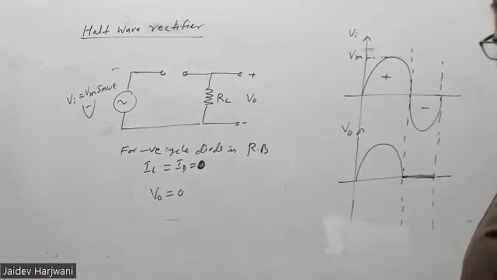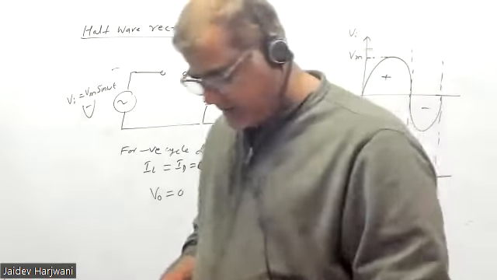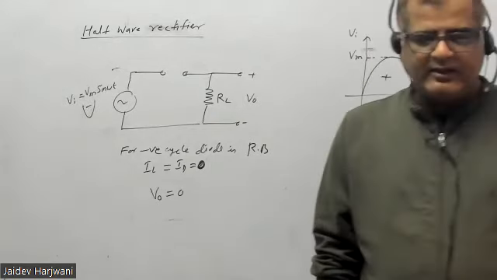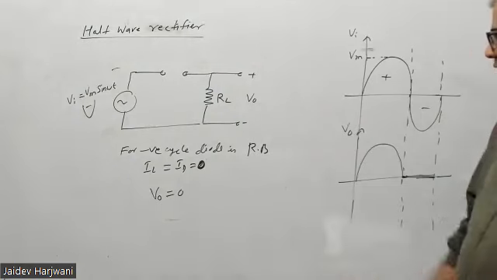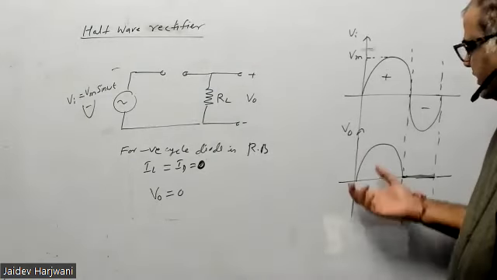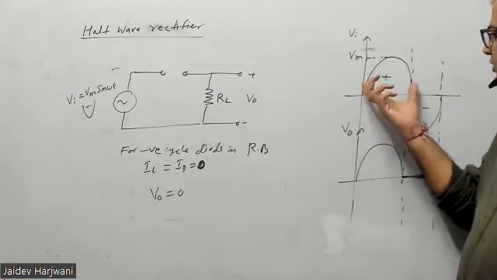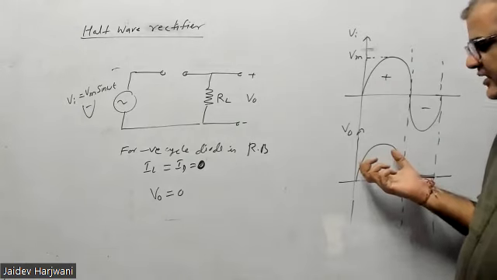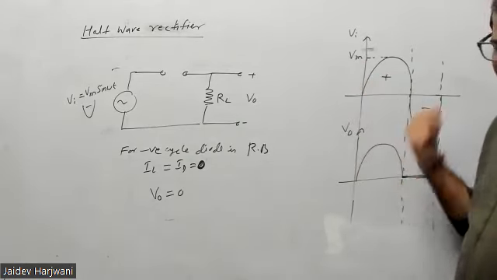Because the diode is unidirectional, it allows the current to flow only in one direction. In this circuit we take the output across the load, so you are getting output only for the positive cycle, only one side of the current. Since only a half wave is used, this is called a half wave rectifier.